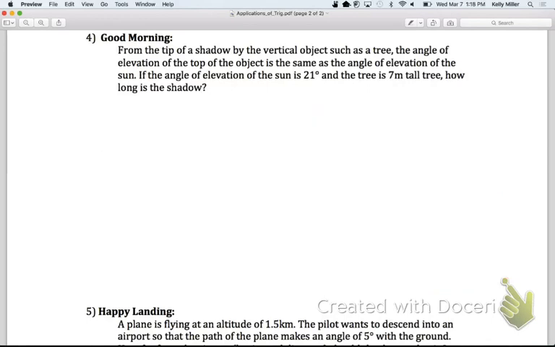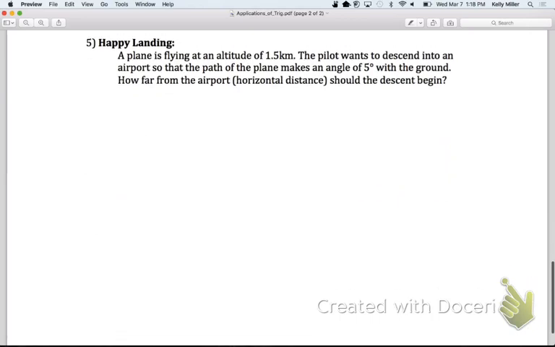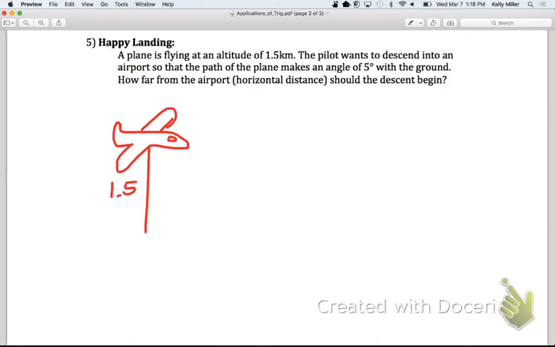All right, last one. Now we're back to our airplane. Bring it full circle. All right, now our plane took off. Now it's going to land. So our plane is flying at an altitude of 1.5 kilometers. So here's my airplane. I feel like I'm getting even better each time I do this airplane. Oh yeah, look at that. Has an altitude of 1.5 kilometers. That means it's 1.5 kilometers high.